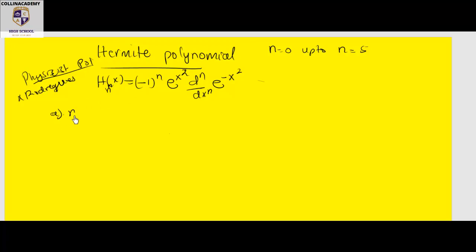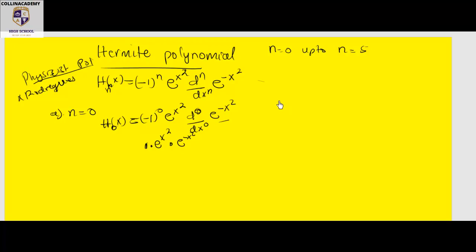So n is equal to 0. The only thing you do is substitute n with that value. We have H_0(x) equals (-1) raised to power 0 times e^(x squared) d^0/dx^0 of e^(-x squared). Whenever you have the derivative to 0, it gives you the same function, so the derivative gives e^(-x squared).